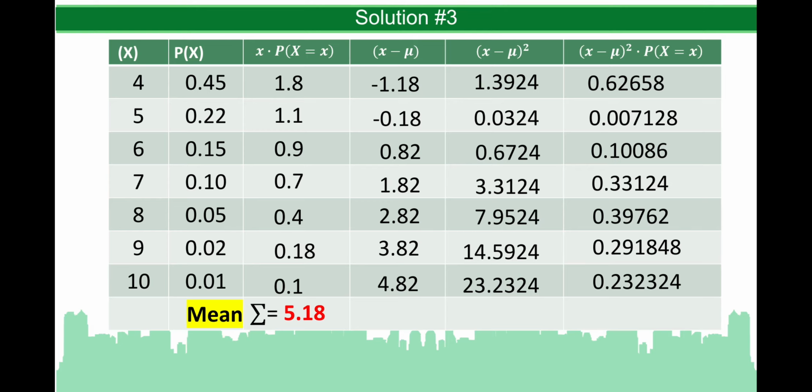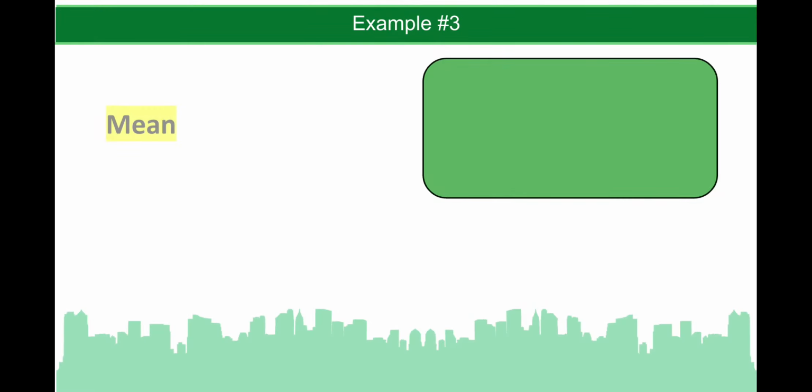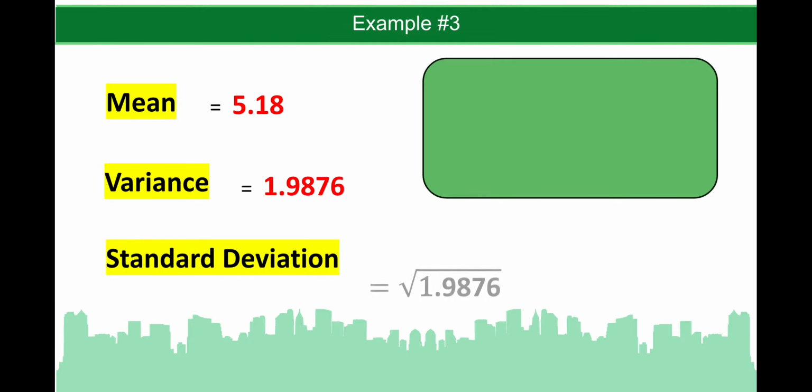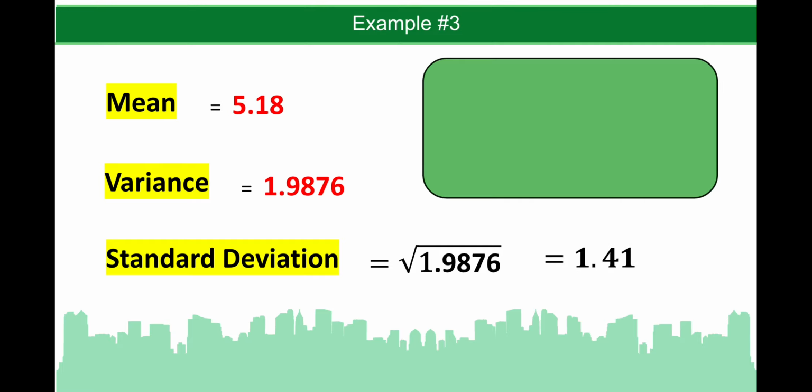To get the variance, add all the products in the last column. The summation is 1.9876. So therefore, the value of the variance is 1.9876. So the mean is 5.18, and the variance is 1.9876. To find the standard deviation, we get the square root of the variance, which is the square root of 1.9876, equal to approximately 1.41.